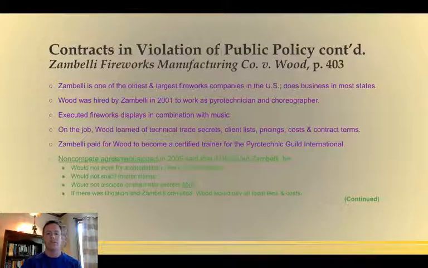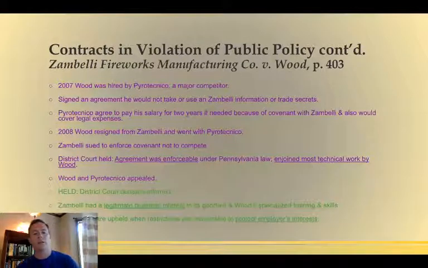This is a case, I'm not going to go through the facts here, but I'll put it up here. You can pause and read to see an example of how this plays out, specifically anti-raiding agreements.